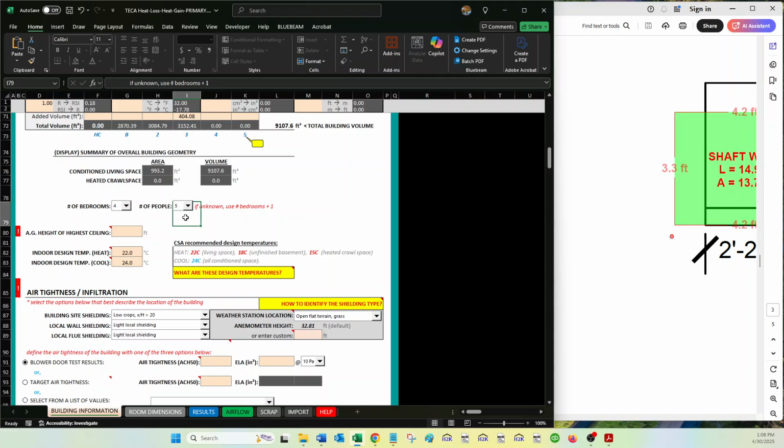So 3 bedrooms plus one is 4 people in the main building. And in the suite, we have 1 bedroom plus one is 2 people. So it's actually going to be 6 here for number of people if we were doing a house that has a secondary suite.